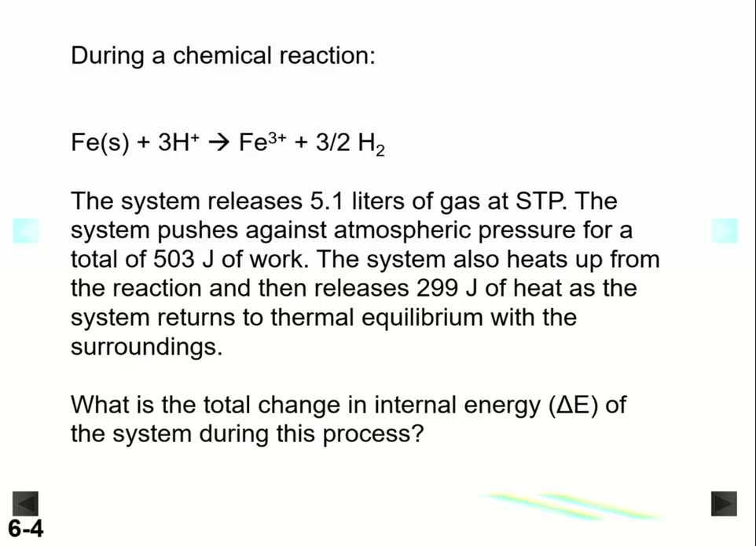So during a particular reaction, the system releases 5.1 liters of gas at standard temperature and pressure. There's a variety of calculations we can do on that. We won't do those now. In this case, the system pushes against atmospheric pressure for a total of 503 joules of work being done during this process. The system also heats up during the reaction, but then it releases the 299 joules of heat from the reaction. As the system returns to thermal equilibrium, it releases the heat to the surroundings.